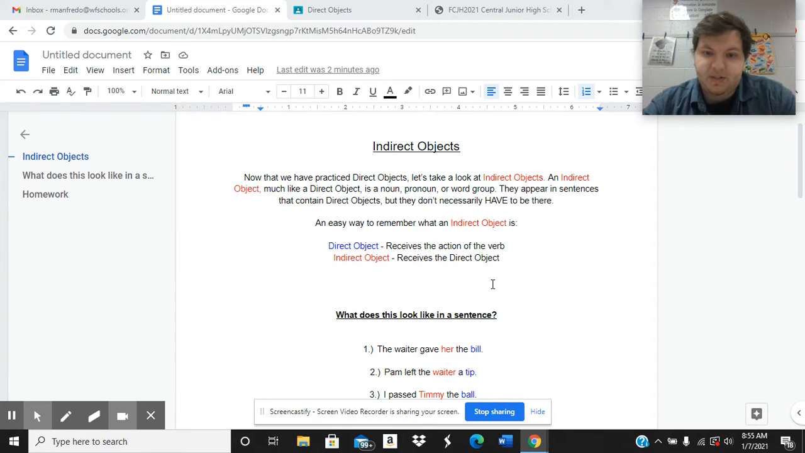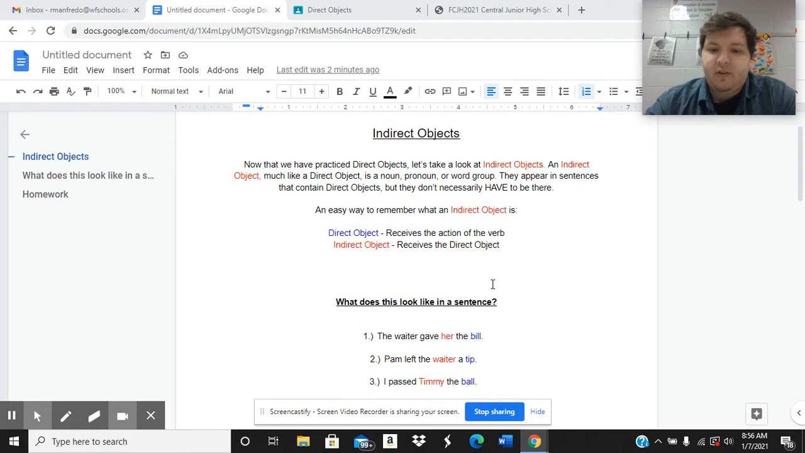As far as indirect objects go, they are fairly similar to direct objects in that you can only have them in a sentence with an action verb. So that's always the first step, like we talked about in the last YouTube video. If you're trying to find your indirect object, the first step is to find your action verb.